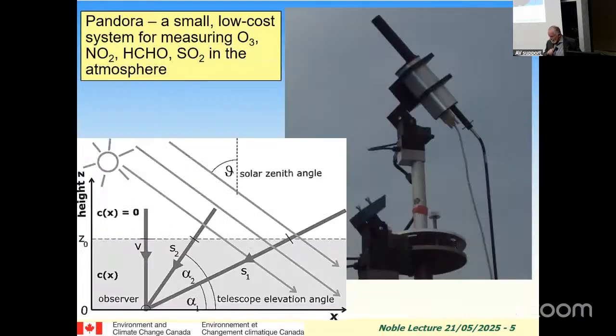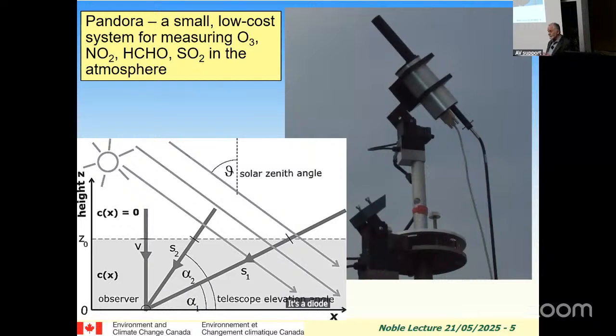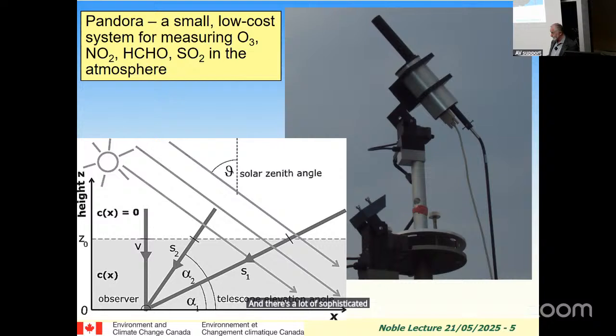So, other instruments, this is a much more recent one, the Pandora. Some of you will be familiar with it. It's a diode array spectrometer. It measures the entire UV visible spectrum simultaneously, and there's a lot of sophisticated algorithm work to untangle that and do the spectral fitting that's required to retrieve ozone. And because it's also measuring in the visible, it can retrieve several other species which have spectral signatures in the visible.